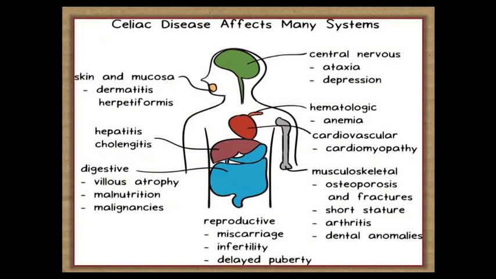So the manifestations of celiac disease as a multisystemic disease, and you remember I mentioned this as a cause of malabsorption. It could affect the central nervous system, the mouth, the heart and the cardiovascular system, the liver, and of course the GIT, the bone, and even the reproductive system, leading to miscarriage, infertility, or delayed puberty.